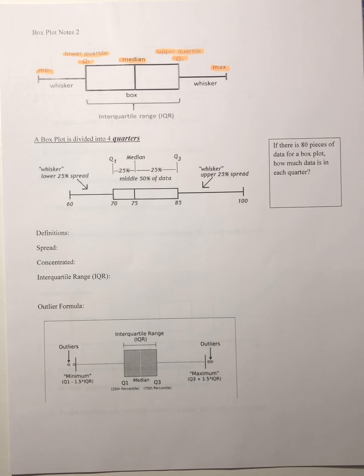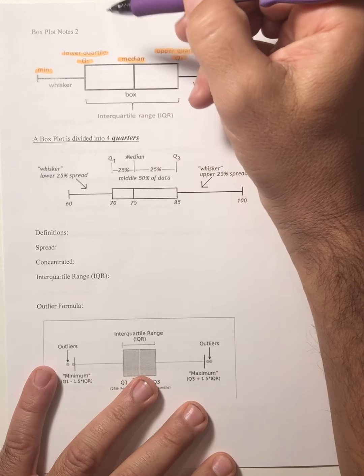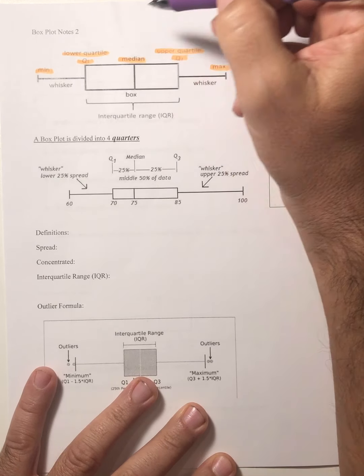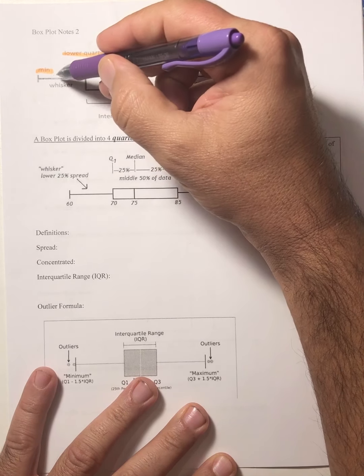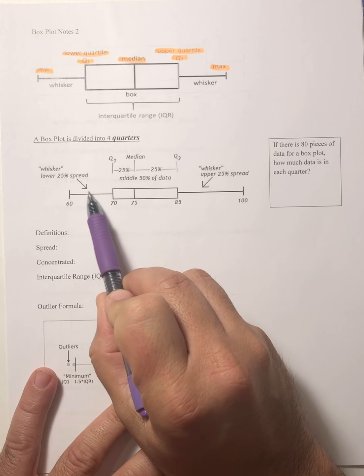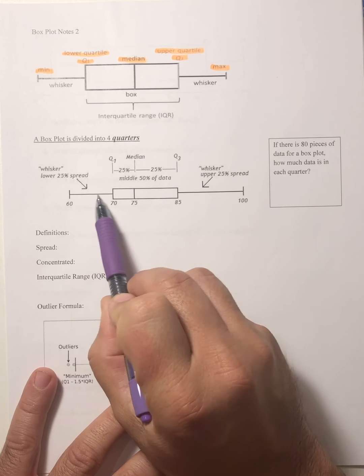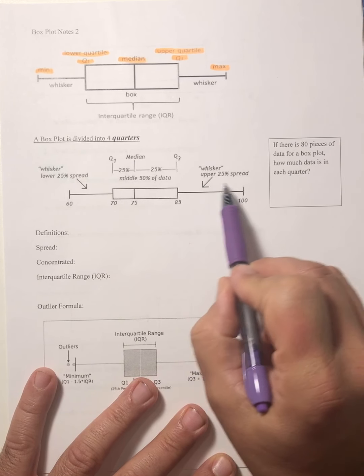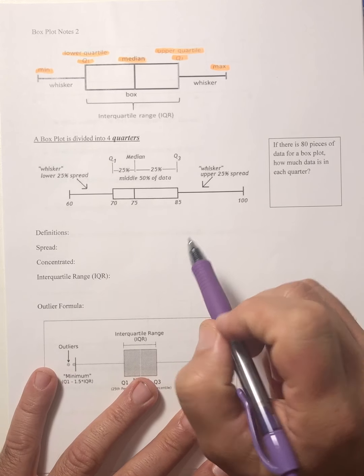To begin with, from the other day, within this box and whiskers plot we have regions, and each region is broken up into 25%. So in this picture, 60 to 70 is 25% of the data, then 70 to 75 is another 25%, then 75 to 80 is another 25%, and finally the last part is another 25%. So a grand total of 100%.